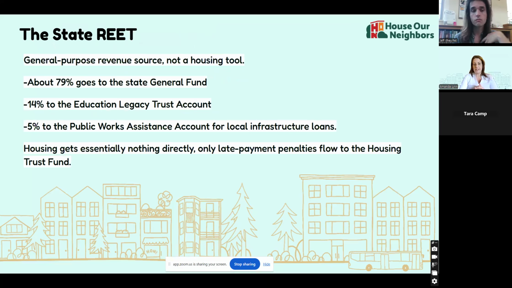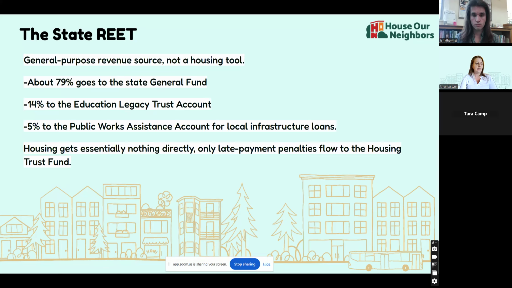So the state REET, let's start there. Basically, the state REET is an opportunity for us to fund our general fund. So we pull in money on every real estate transaction that goes into the general fund, which is just the biggest pot of money that the state has that they can use for all of their different needs. It's not specifically a housing tool.